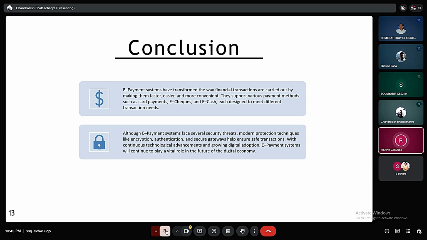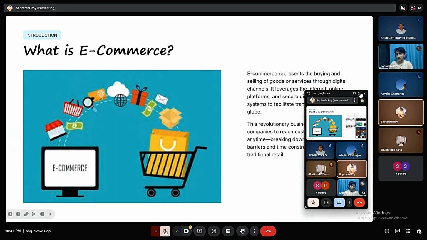While it is true that these systems face security threats, modern protection techniques like encryption, authentication, and secure gateways are effectively ensuring our transactions remain safe. With continuous technological advancements and growing adoption, e-payment systems will undoubtedly continue to play a vital role in the future of digital economy. Thank you.